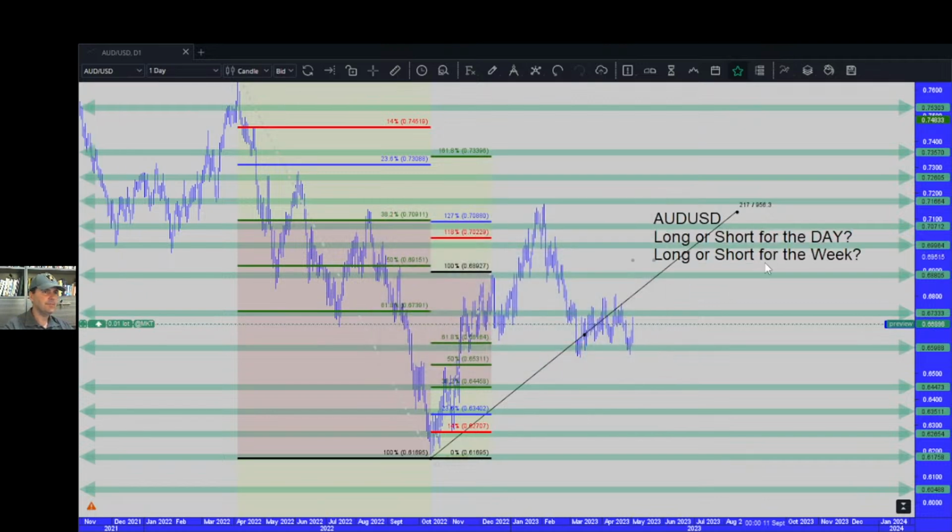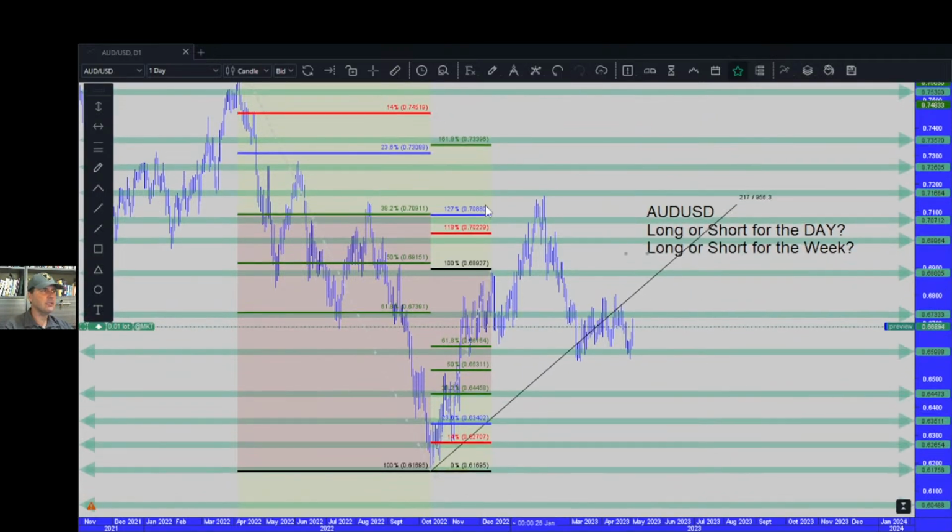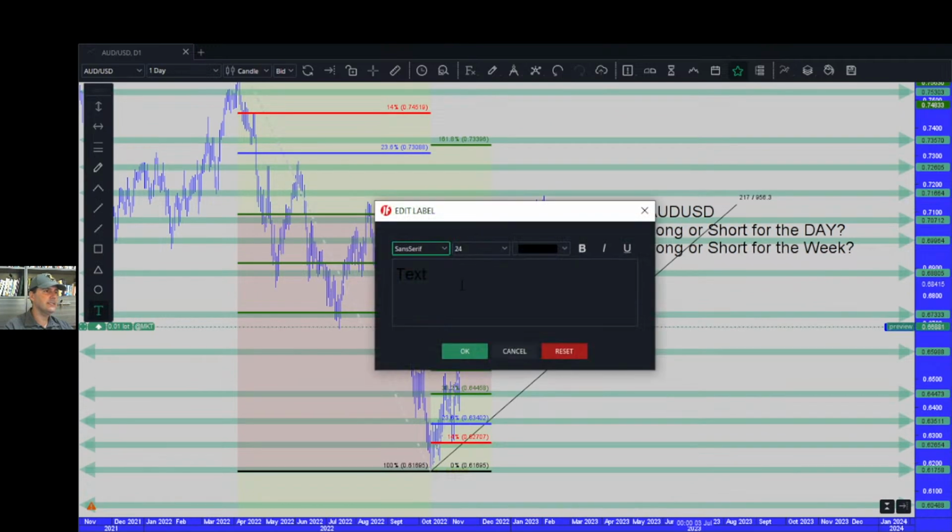Alright, everybody? Yes, there is no right or wrong. Okay, so this is number one, AUD USD. We're going to ask the same questions. Long or short for the day, long or short for the week. Next, number one, what pattern? Number two, where is the stop loss? Number three, where is the take profit?